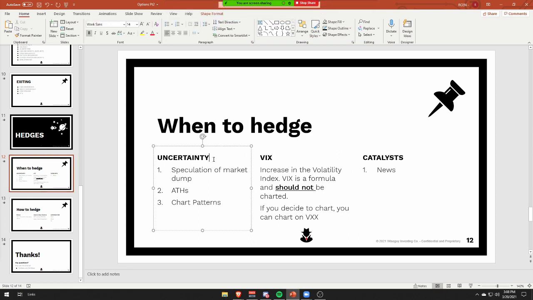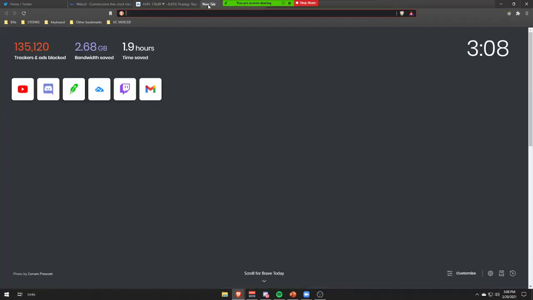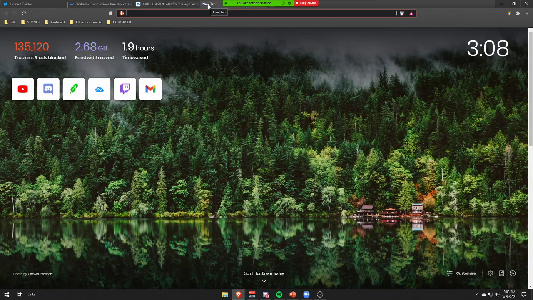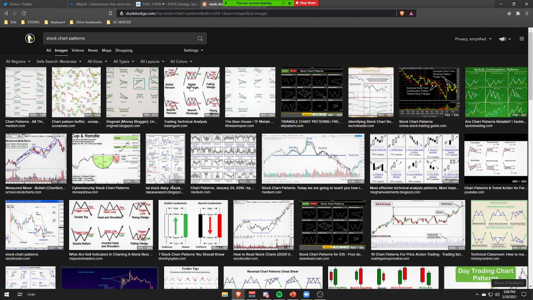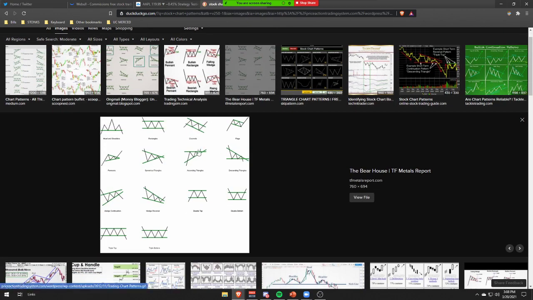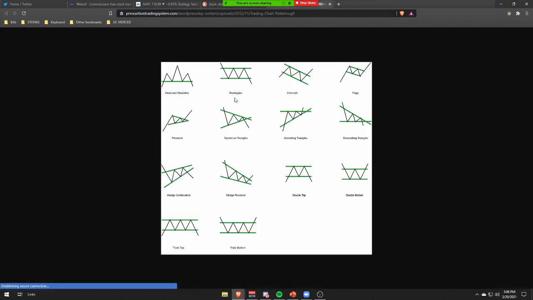So uncertainty is basically a speculation of a market dump, all-time highs, chart patterns. So a bearish chart pattern, like an ascending wedge chart pattern. So let's see, an ascending wedge right here. Right, so we have this right here. It's supposed to break to the downside. These are just speculations. Head and shoulders.